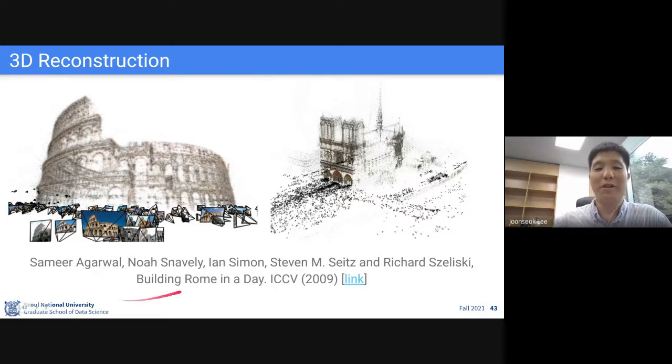I really like this title, Building Rome in a Day. They collected all the data and built these point clouds in 3D. And this is really cool because we didn't have any deep learning at that time.